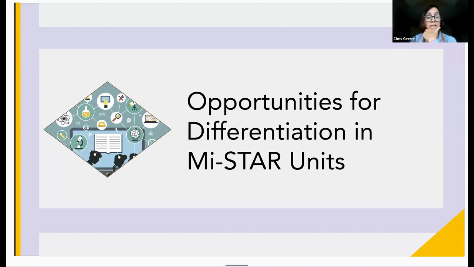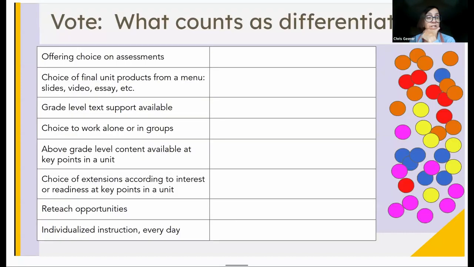And so we were looking at opportunities for differentiation in a NGSS aligned unit. And so we just changed it to MyStar units for today because we're all MyStar teachers. So I'm going to invite you to jump in on slide 6. And these little circles are like little dots. We did dots on paper in the actual presentation last week. But out of these things that are listed here, which of these would count as differentiation? So we're going to ask you to just jump in that slide, grab a dot, and drag it over if you think what's being described there is differentiation. We'll give you just a couple minutes to do that.